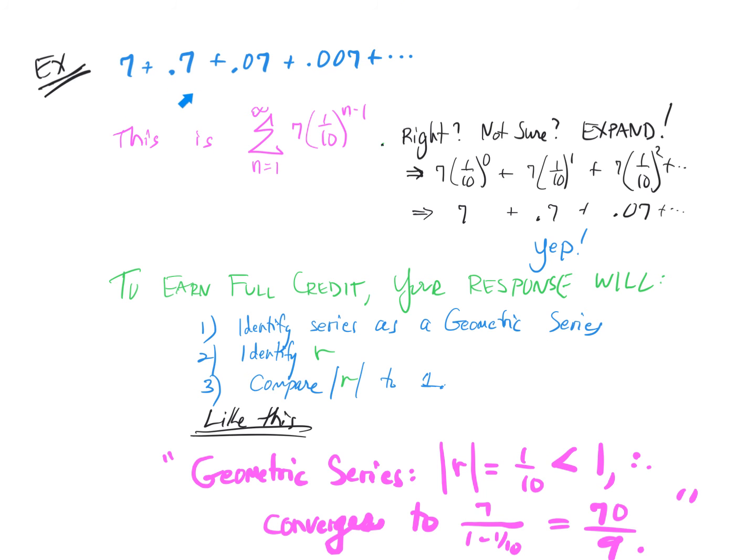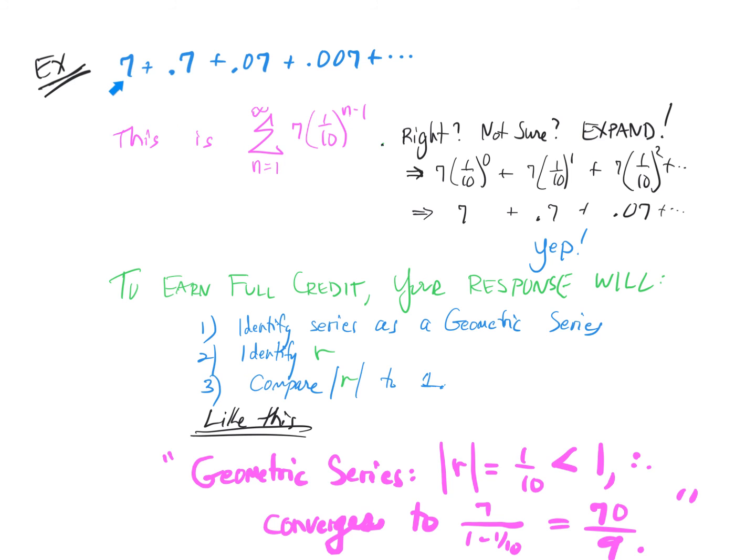All right, here's an example where you might not recognize it immediately as geometric, but it is. The first term was 7, and it was times a tenth. That term times a tenth, times a tenth. So the first term, a sub 1, the common ratio, and the power of n minus 1, right? Should it just be n? Are we not sure? Let's expand.